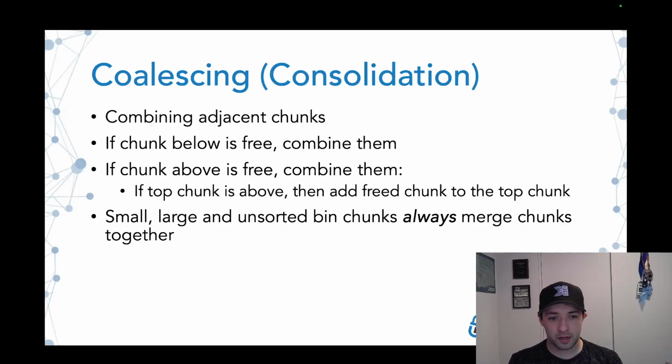Now, I have a small slide here on coalescing, but we really hammer home how coalescing works in the unlink module because we're actually going to exploit the coalescing process. So at a high level, though, if we have adjacent free chunks, we want to combine them. So if the chunk below me is free, then we just make it into one big chunk. If the chunk above me is free, then you also combine them. The one exception is if it's the top chunk, then it just takes that chunk and puts the data into the top chunk and combines it. Now the small, large, and unsorted bins will always merge chunks together if they're next to each other.